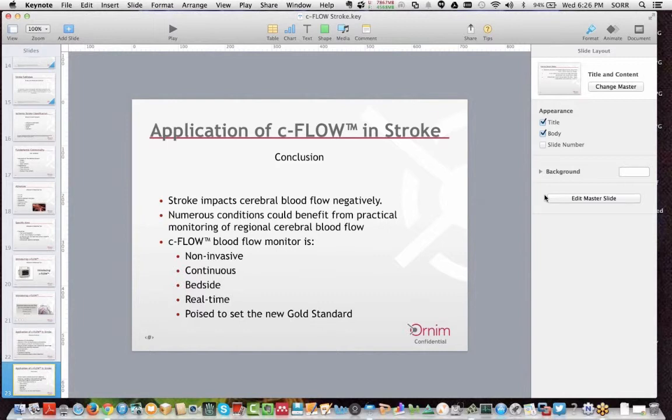And again, feel free to post your questions in the question and answer session here on your GoToWebinar control panel. And here's another question, very interesting. Can you use C-Flow to measure autoregulation? I would say that the answer is yes. We have some very exciting data that has come out on autoregulation, not only in the animal model, but as well in the adult human patient model.